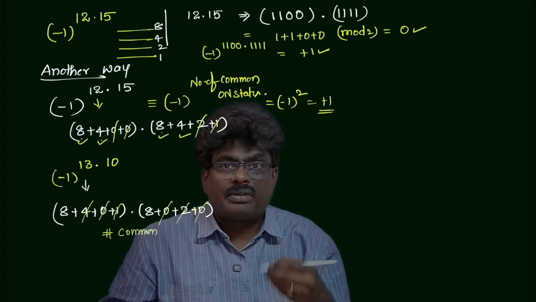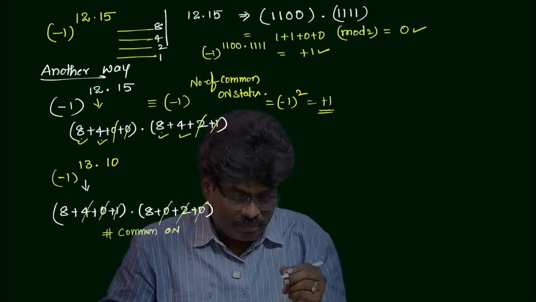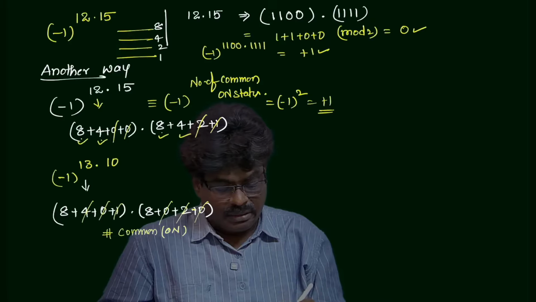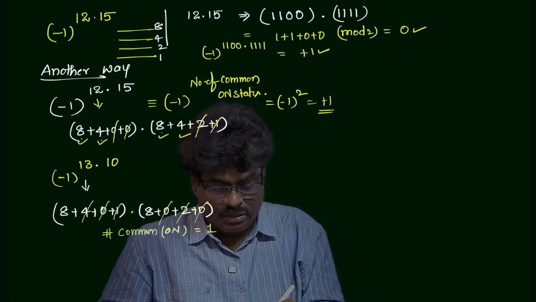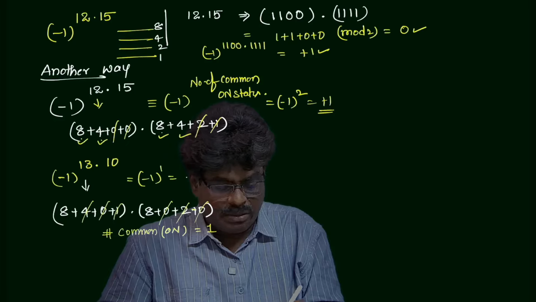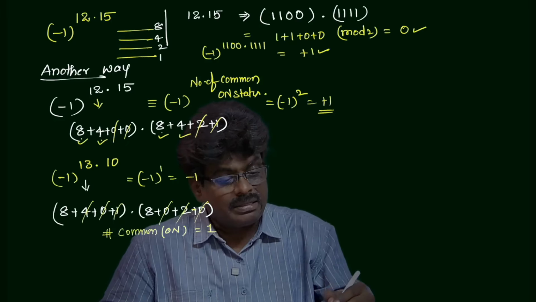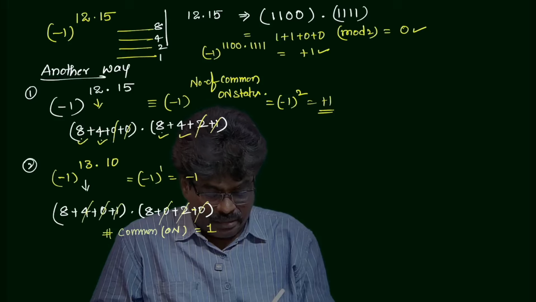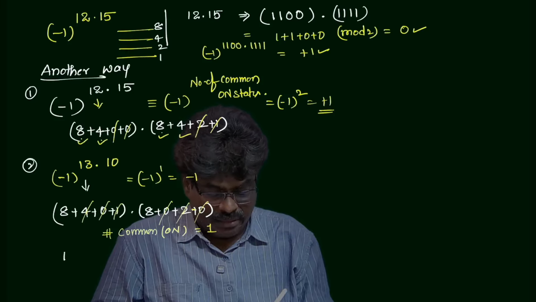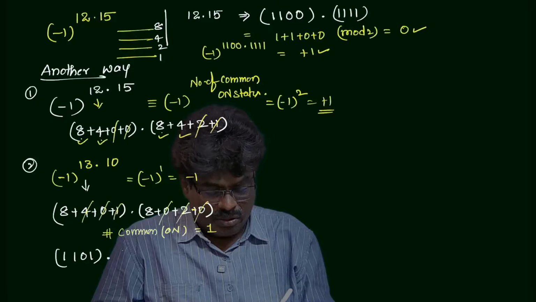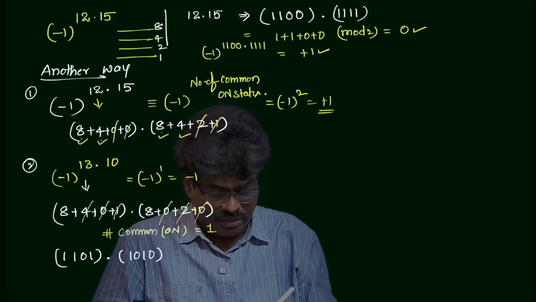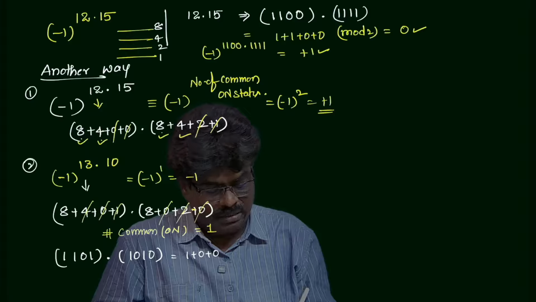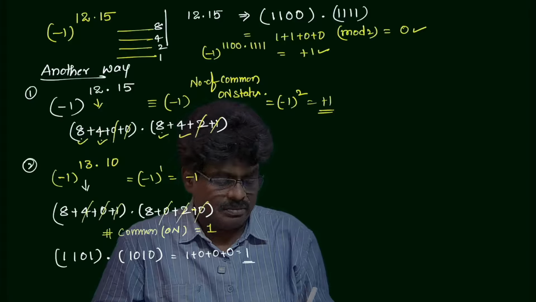So the number of common ones, please be careful. Here I got the number of common ones as 1. So that is nothing but minus 1 whole power 1, you will get a minus 1 factor. Let us find it with the binary dot product. So here this is 13, that means 1101 dot 1010. So this is nothing but 1 plus 0 plus 0 plus 0, which is 1.